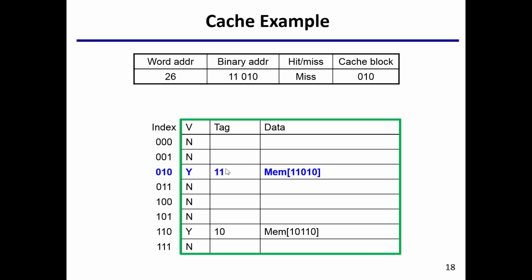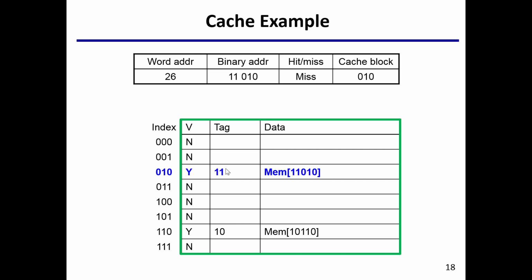But not trivial. There's still a logic propagation delay for that comparison. Okay, here's another one, 26. 26 is 16 plus 8 plus 2, right? So that's the binary version of 26. Take the least significant 3 bits, that's row 2 or slot 2. Again, miss, tag is 1, 1, so I bring that in once.